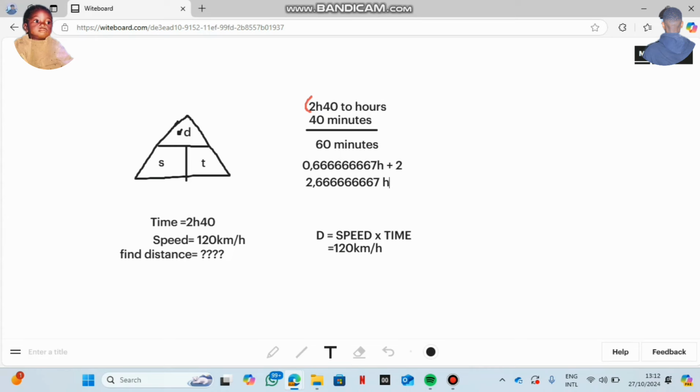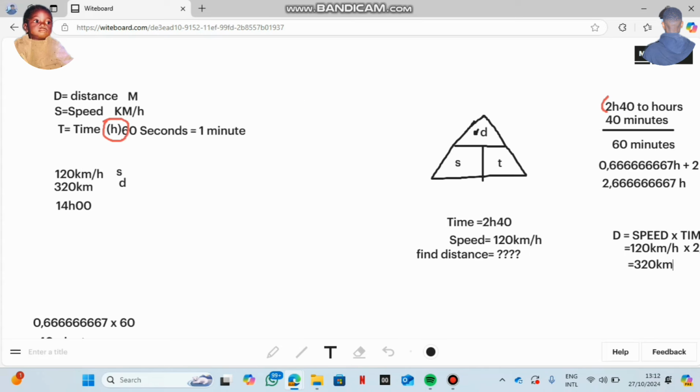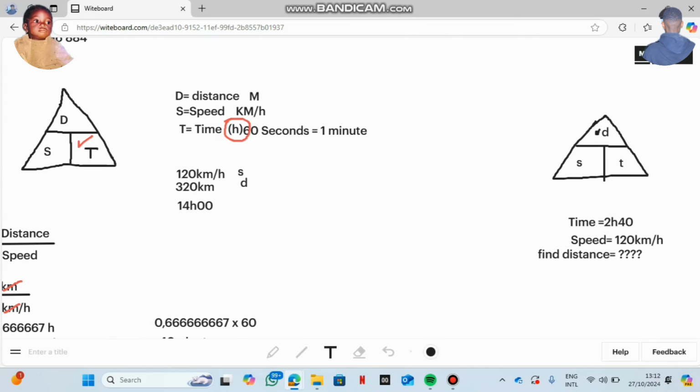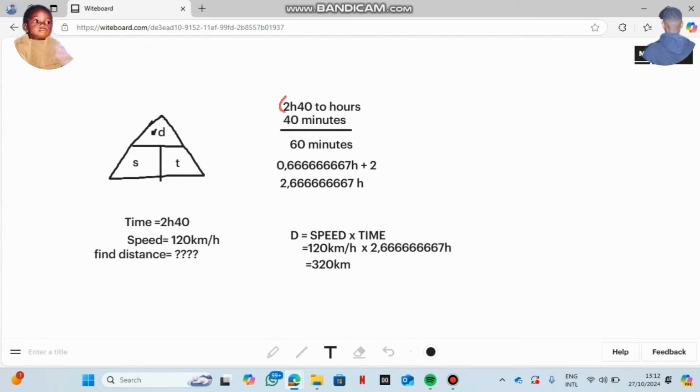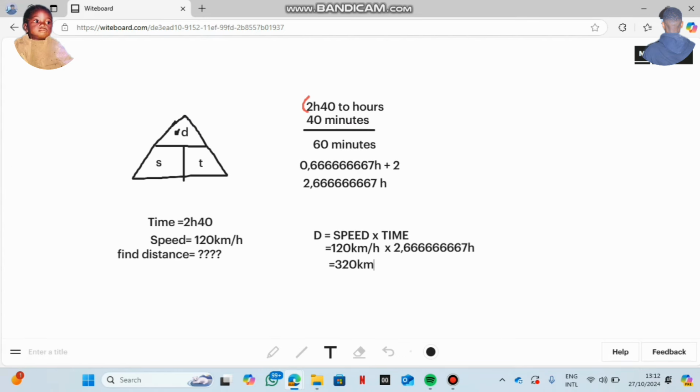So now you come here, you take your 2.6667 to be in hours, and you write it there. You see, 120 kilometers per hour multiplied by 2.6667 equals 320 kilometers. So you see, now we got our distance. What is our distance here? It's 320. So now let me show you how we find the speed.